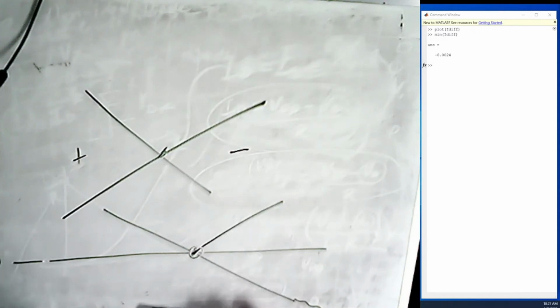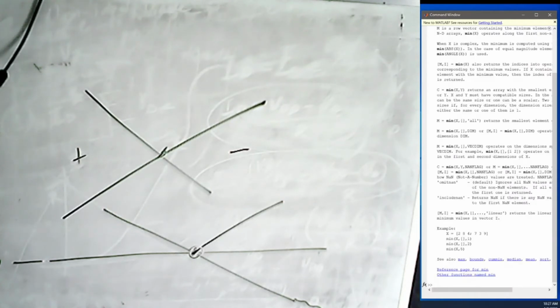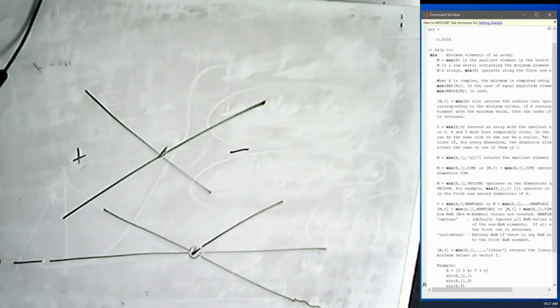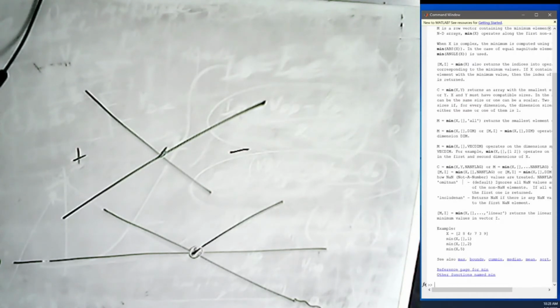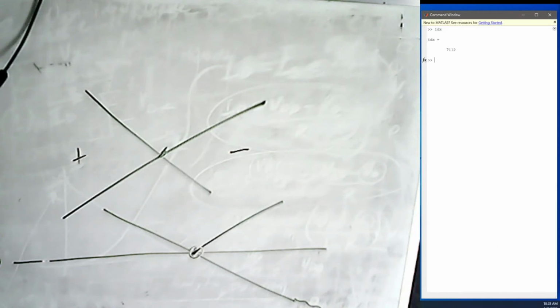The minimum isn't going to do us any good. The other thing that I did with this is I used the min command, and just so that we're all on the same page, if we type help min, it's going to give us all sorts of stuff, but probably the most important part is that it will return two values. It also returns the indices into the operator, okay? And so this returns a minimum index value. That index value was what I found before, which was the 7112.